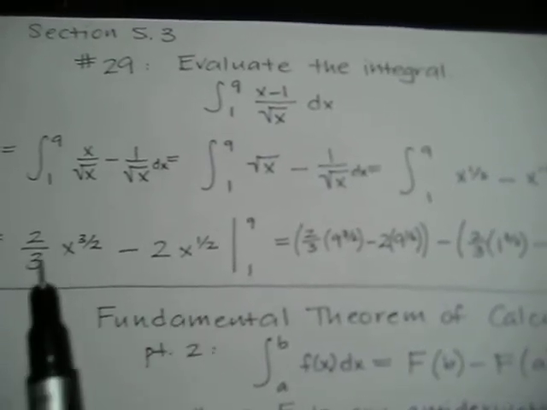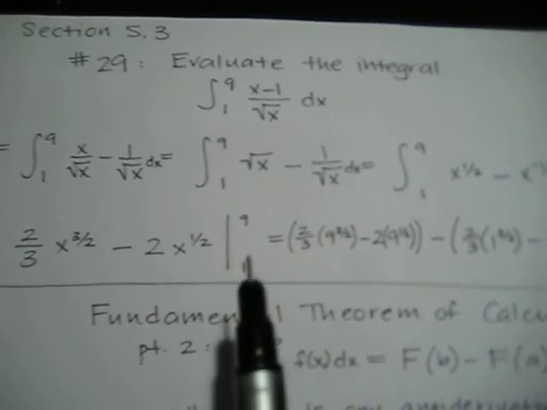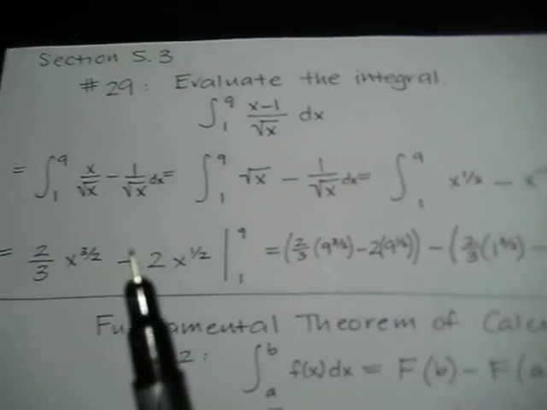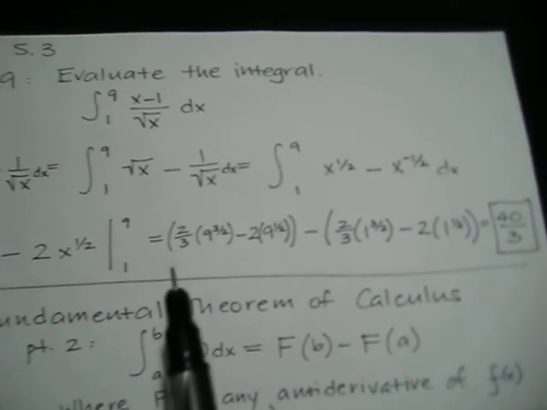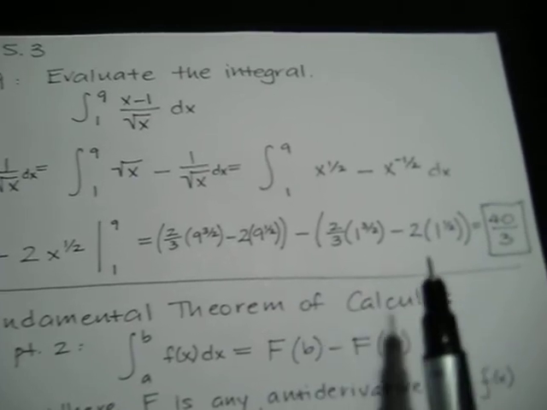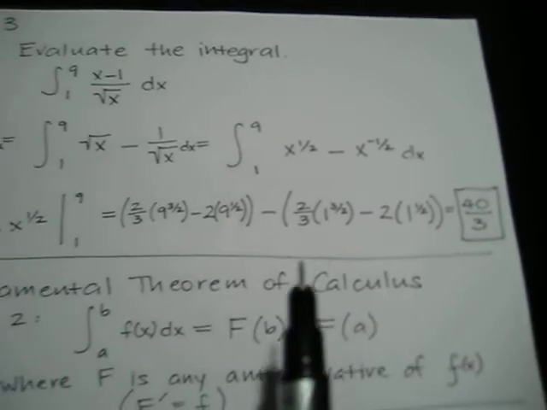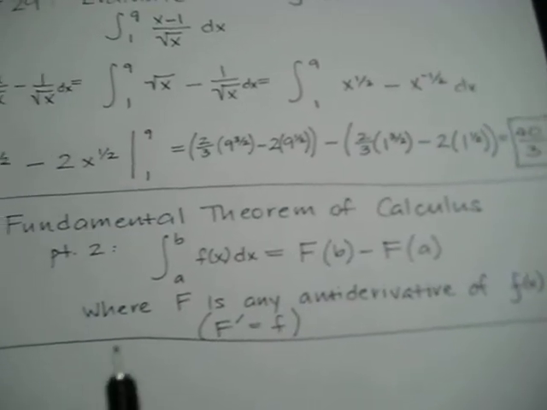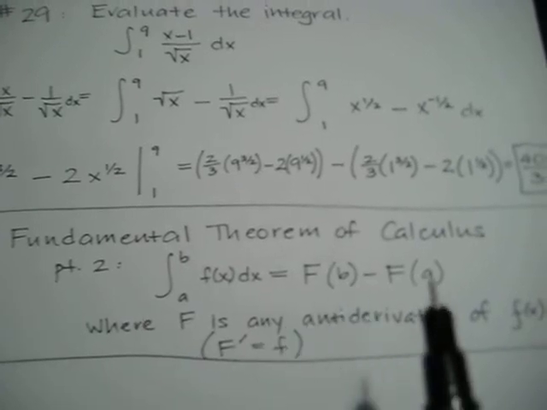And now that you found the antiderivative, you can plug in the bounds a and b, 1 to 9, directly into the antiderivative. And this is what I did right here. And then once you work out the calculations and the fractions, you're going to get 40 over 3, which is your final answer.